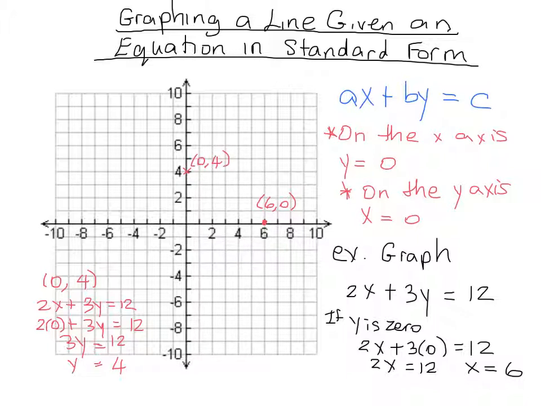So now, as I've said before, and as you know from previous years, as long as you have 2 points, we can make a line. So we have our 2 intercepts, and now all we need to do is connect the dots. And that's how we draw a line if you're given an equation in standard form.